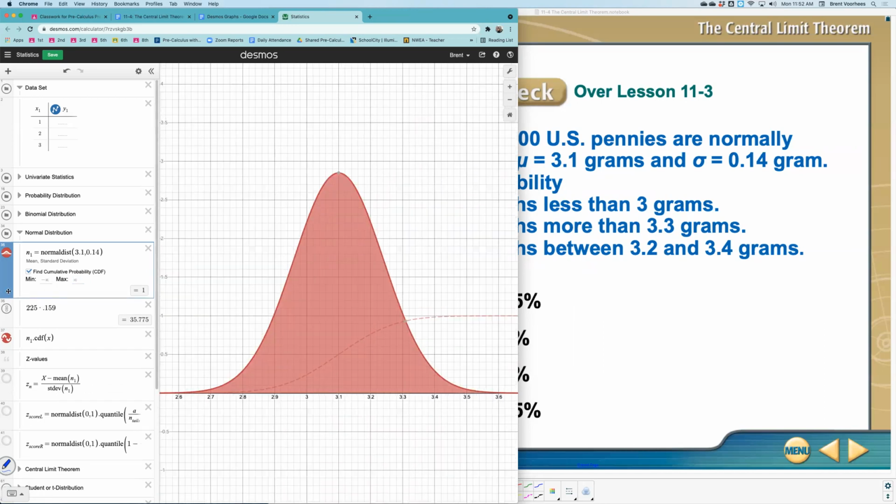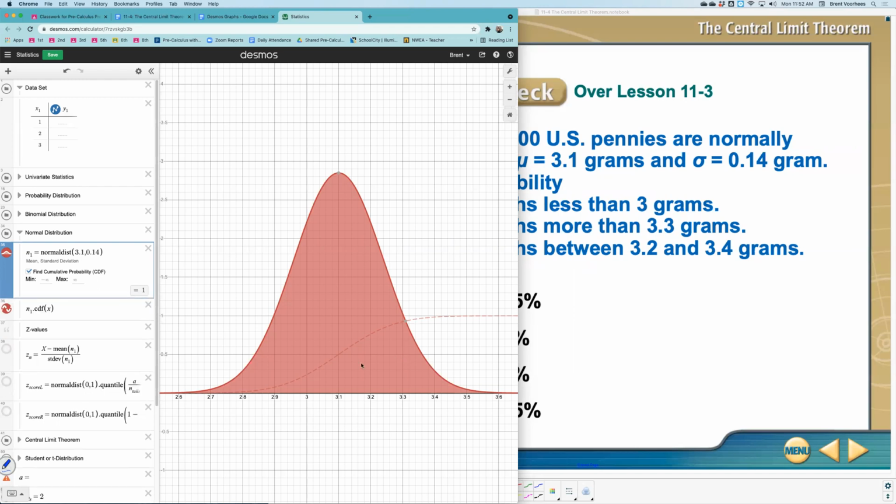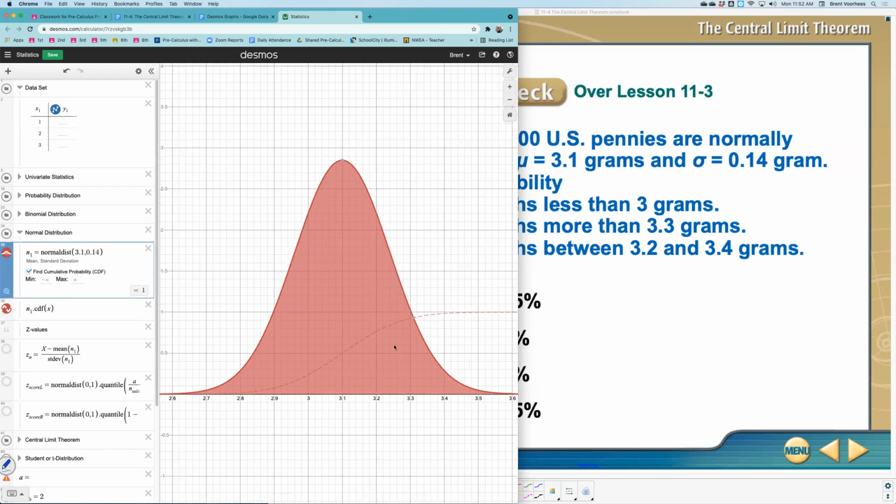And I'm going to zoom fit this. All right, so here is our curve. Notice the area in the curve always equals 1. The dark line right here, this solid red line is called the PDF. This dotted line is what we call the CDF, the cumulative distribution function or cumulative probability.